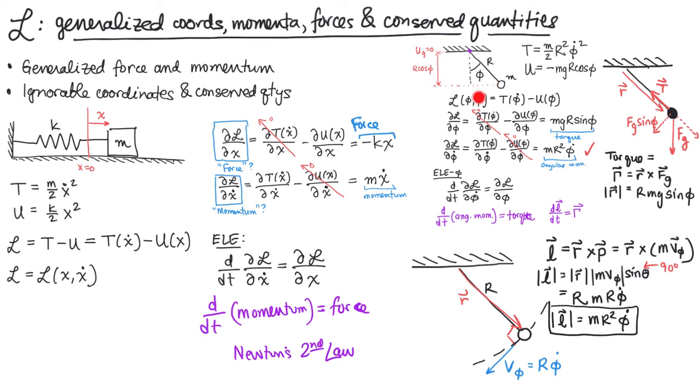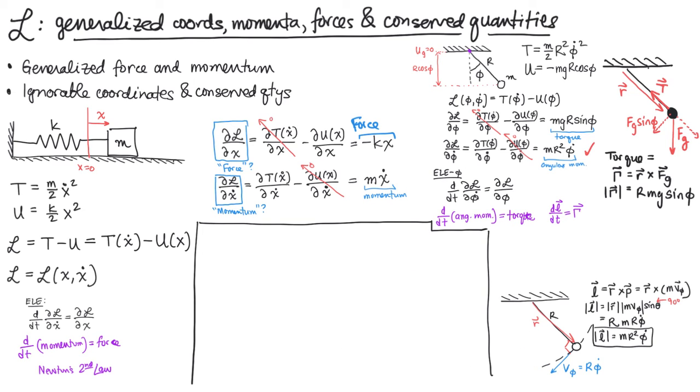Here, in an angular system like a pendulum, we found that one partial corresponds to the torque and the other partial corresponds to the angular momentum, so that the Euler-Lagrange equation is telling us that the time derivative of the angular momentum is equal to the torque. Okay, so how do we phrase this in general then?